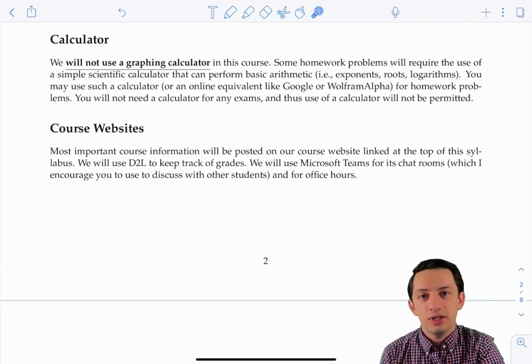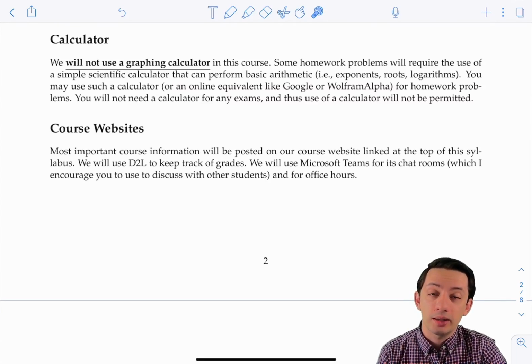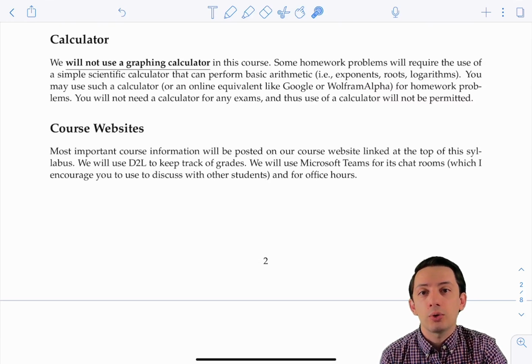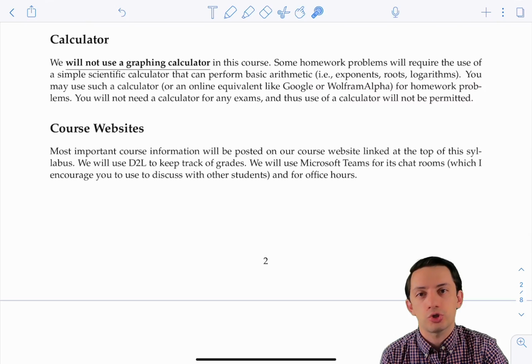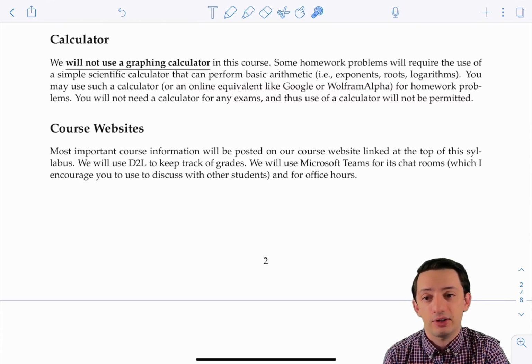You certainly won't need a calculator on any exams that you take in class, so you won't be allowed to have one there. But a lot of the problems in the book and some of the problems on the online Wiley Plus homework system do require a little bit of arithmetic at the end. You might need to divide or multiply or square something. So you will want to make sure you have some way to do that, but you don't need to buy one of the very expensive fancy graphing calculators.